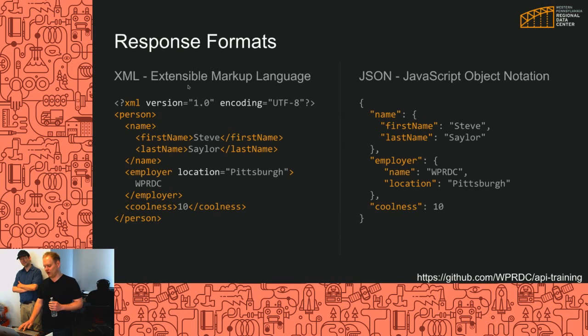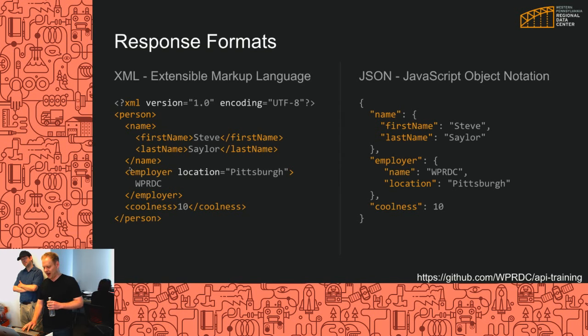So XML, a lot of people have probably heard it, and if they haven't specifically seen XML, they probably have without knowing it because HTML technically is just a subset of XML. So if you've ever messed with HTML, you can see it looks very much the same. And what it does is it chunks this data up. So you have this whole thing is a person. This is that person's name. That person's first name is Steve. That person's last name is Sailor. Their employer is the Western Pennsylvania Regional Data Center. The location of said employer is in Pittsburgh. And their coolness is a 10. What's missing from this data is that that's out of 100.